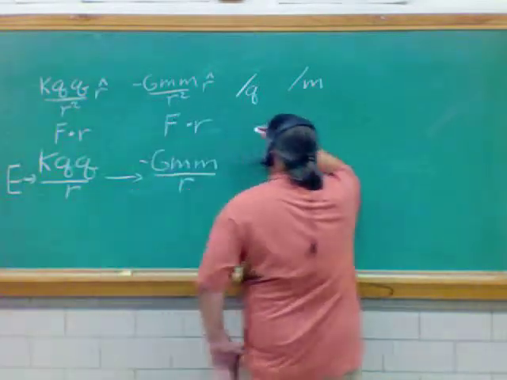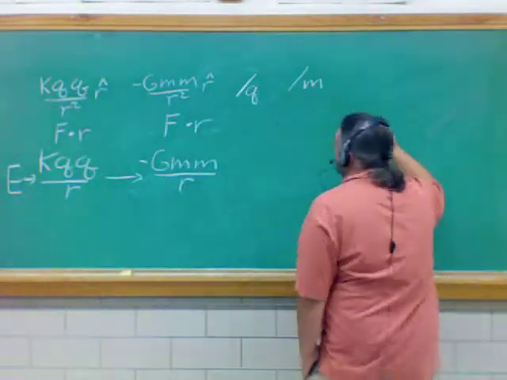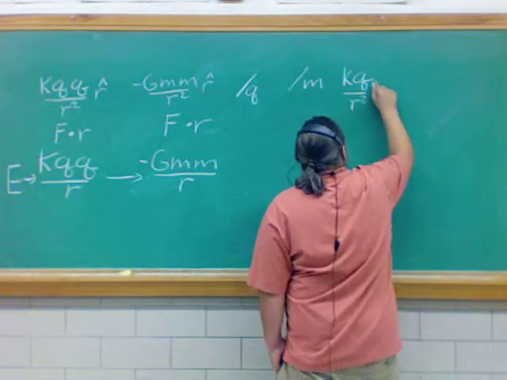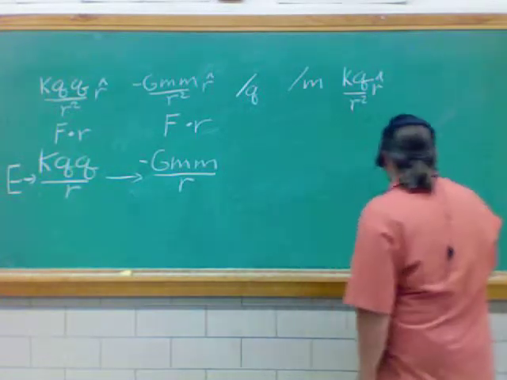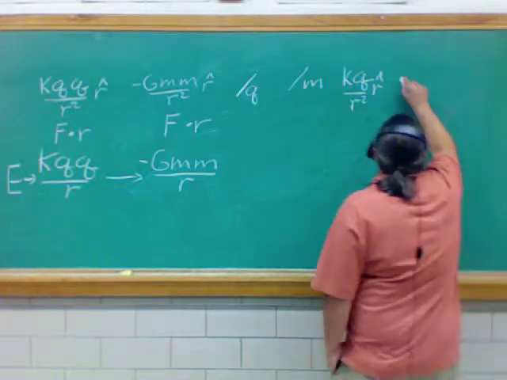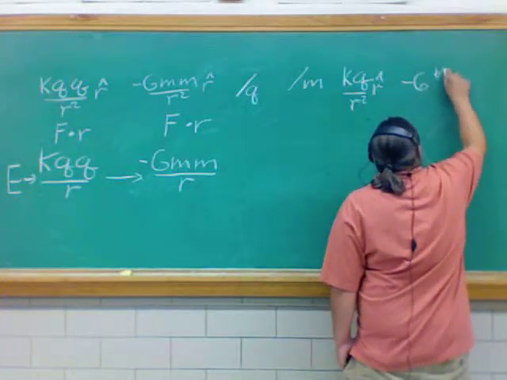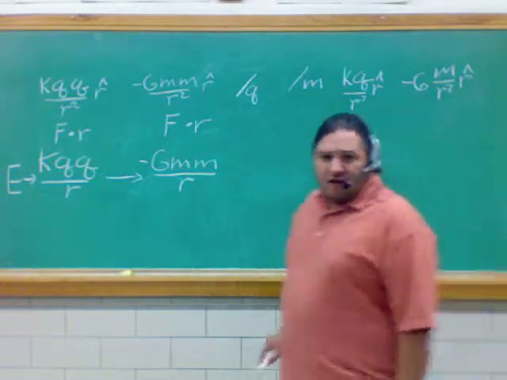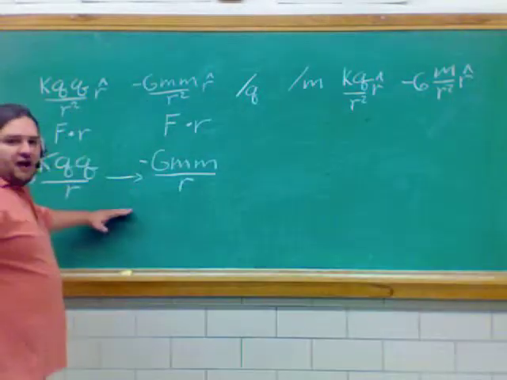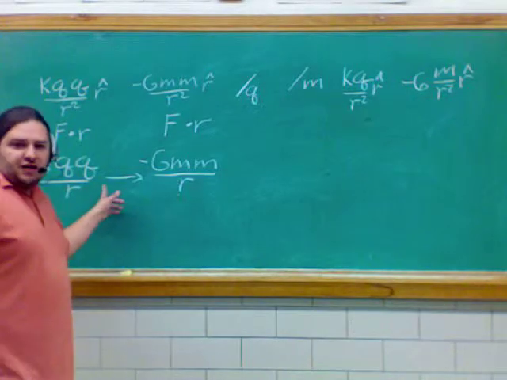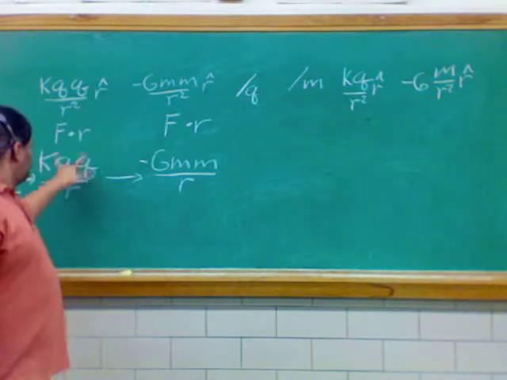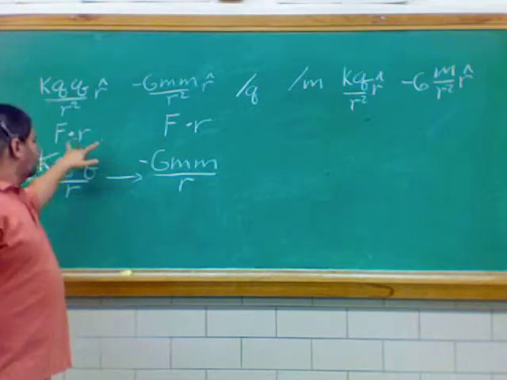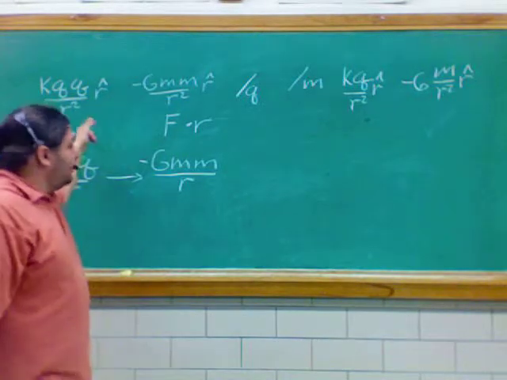So blah, blah, blah, divided by Q, divided by M. I get this equation: kQ/r² r̂, or negative GM/r² r̂. Important difference here: energy, remember, is a scalar, has no direction. The r hats drop off when I do this multiplication. This is actually a dot product, and dot products take two vectors and turn them into a scalar.